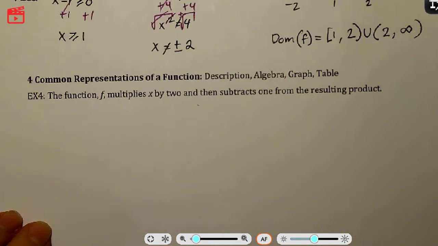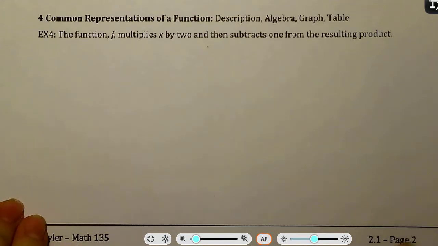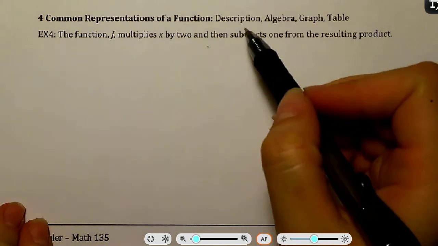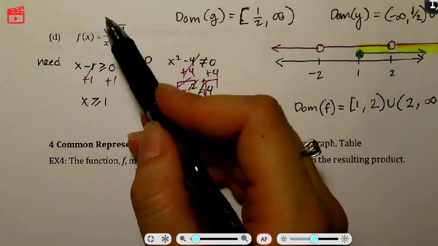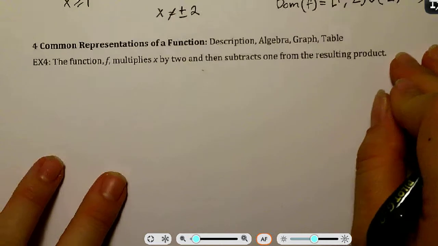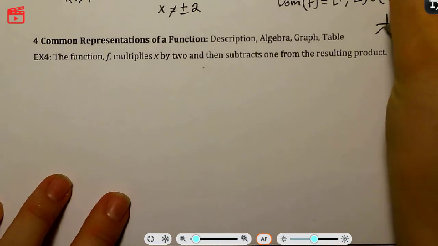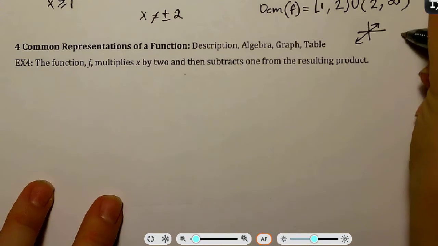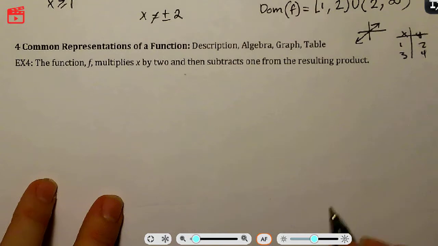All right, I believe this is the last example. Okay, so there are 4 different ways you can represent a function. You can be given a verbal description. You can be given it algebraically, so algebraically would be like this. You can be given it as a graph, for example, like a line, right? And you can be given it as a table. So if you had x, y, and then you had 1, 2, 3, 4, or some other variation of a table.